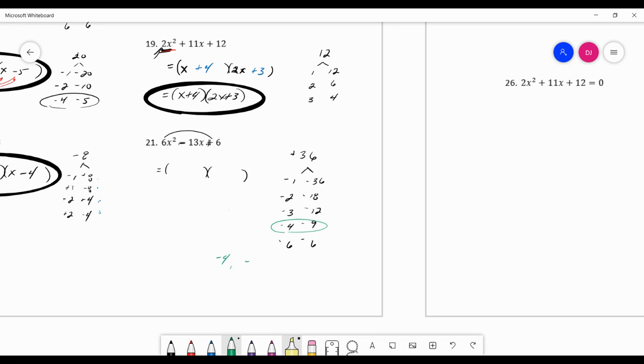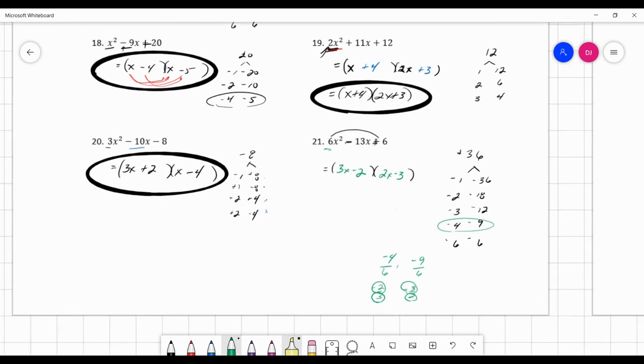So let me take my negative 4 and my negative 9 and divide them each by that leading coefficient, 6. Notice I have negative 2/3 and negative 3/2. You ready? 3x minus 2. 2x minus 3. And there's your factorization. You want to see that again? Let me show it to you one more time.